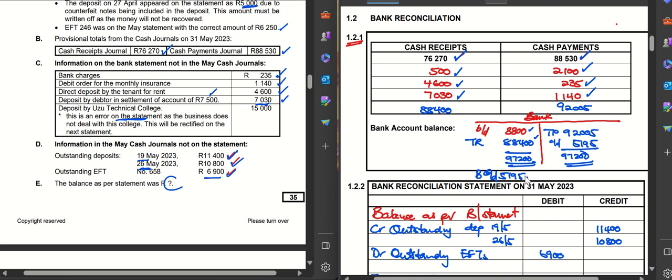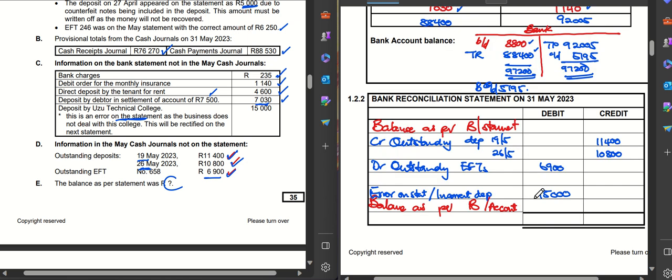That means when I come now to my bank reconciliation, my balance must also be on the debit side, balance as per bank account. Remember, here I got an amount of 5,195. So I'm going to come here. It's going to be on the debit side again, 5,195. All right. So we're going to look for the side with the highest amount again.